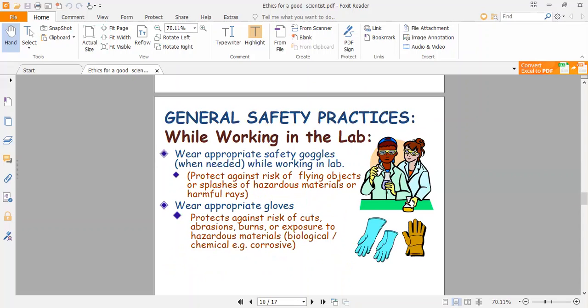So for the protection of eyes, you can use different goggles, and for the protection of hands, you can use different gloves, especially against corrosive chemicals.